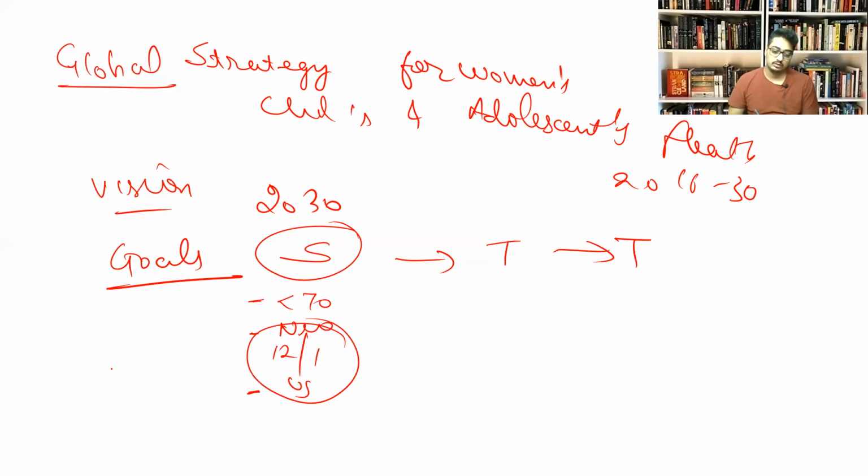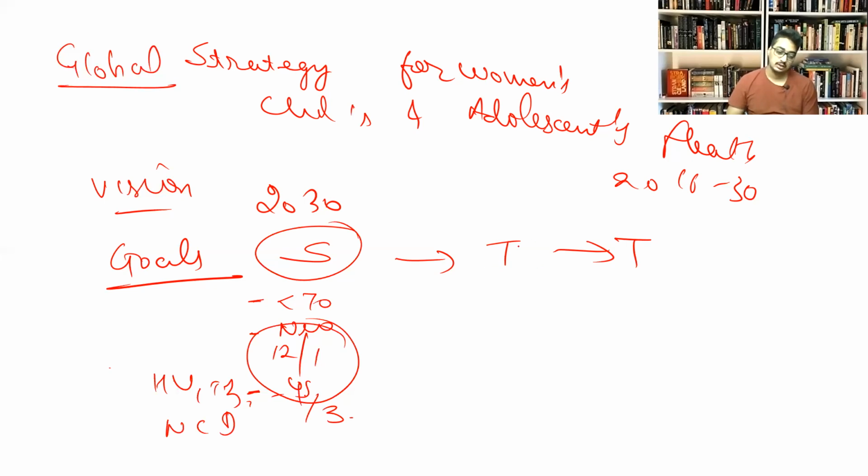Along with that, we have to reduce the epidemics of HIV, TB, malaria, and neglected tropical diseases, and because of non-communicable disease, reduce one-third premature mortality. So this was survive.